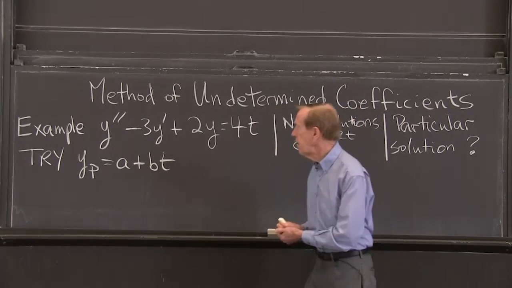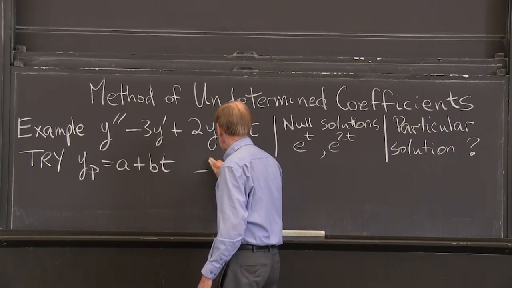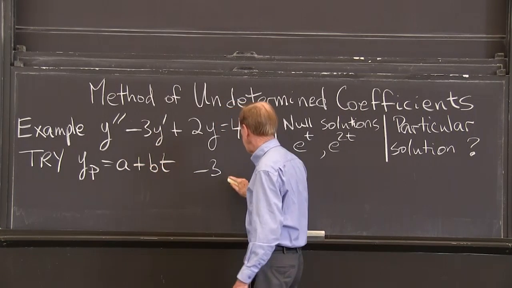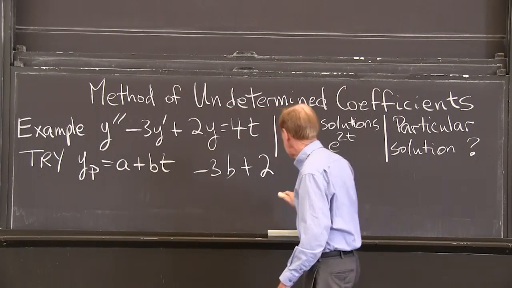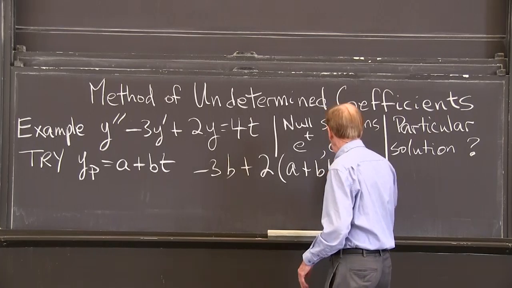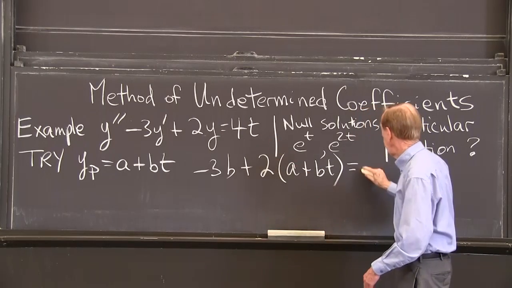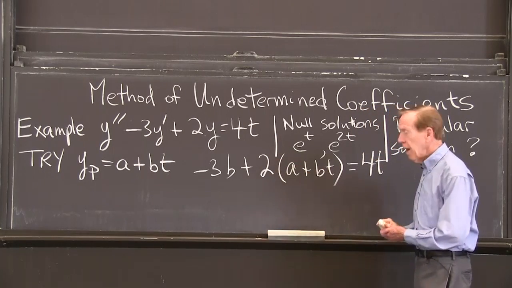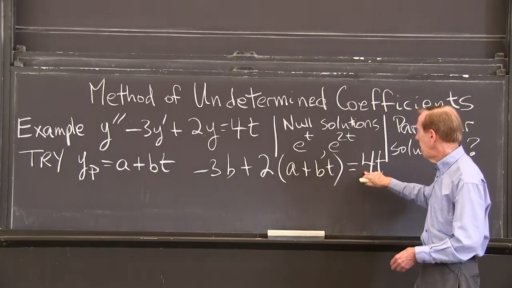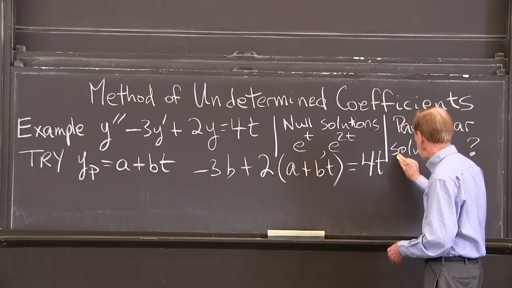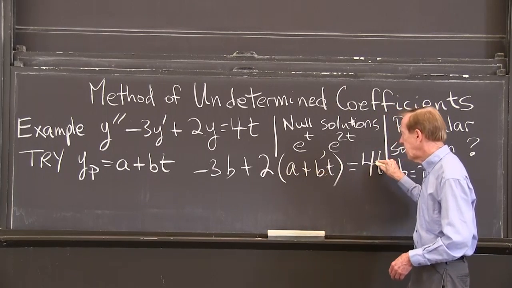Okay, so if I put that into the equation, the second derivative is 0 for that. So I have minus 3. The first derivative is just b. Then I have plus 2 times y itself, which is a plus bt. So the left side of the equation is just this much, and it has to equal 4t. And that we can make happen. I see 2bt and 4t here, so I want b equal to 2. And so when b is 2, then I have 4t matching 4t.